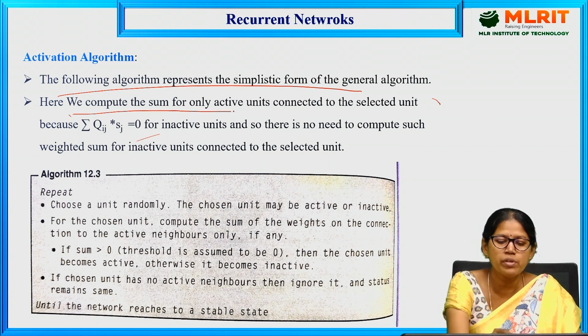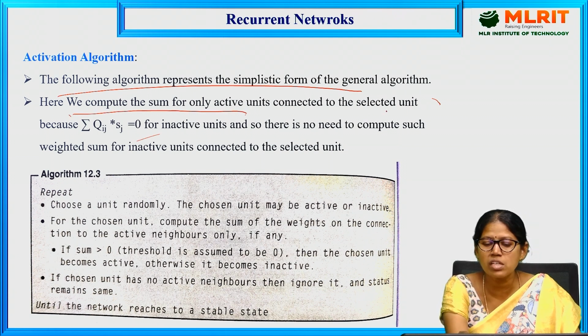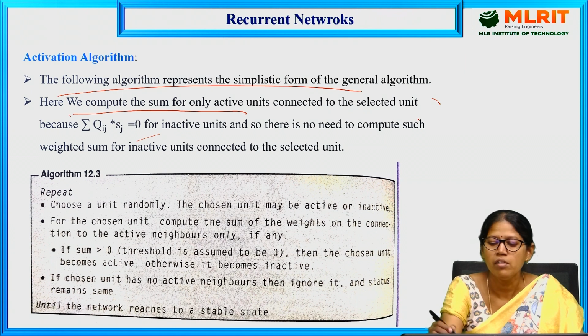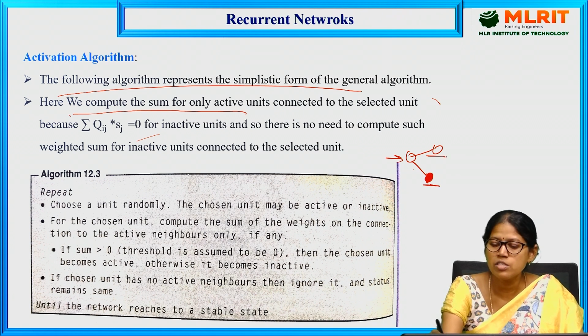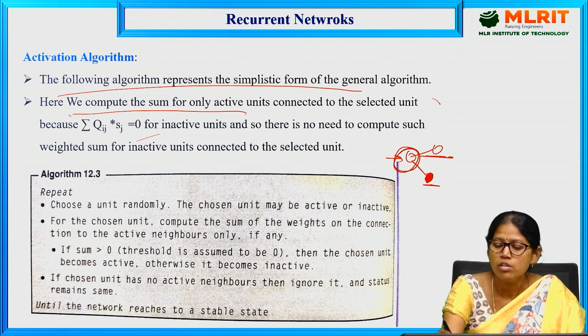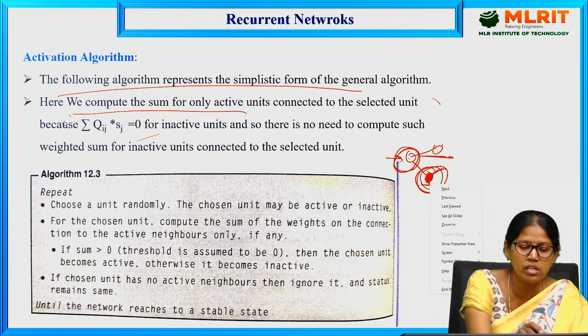Here we compute the sum only for active nodes connected to the selected unit. For example, here this one is the selected unit, this one is the activated unit, and this one is the inactivated unit, but this one is the selected unit. So whatever connections are there, first we will check those connections. Here this one is active, so we will compute the sum only over the active units. That is what the algorithm says.